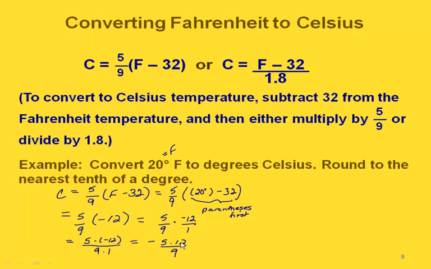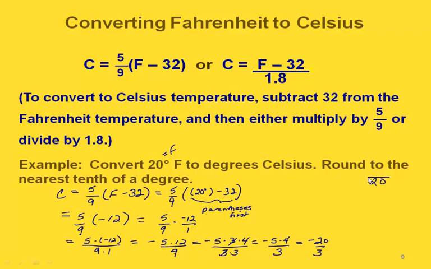And let's see what we can cancel out. 12 and 9 both have a factor of 3. So let's cancel out that factor of 3, and then we have negative 5 times 4 on the top. We have a 3 left on the bottom, and that gives us a negative 20/3. Now in our problem it said to round to the nearest tenth of a degree. That means that they want this in decimal form.